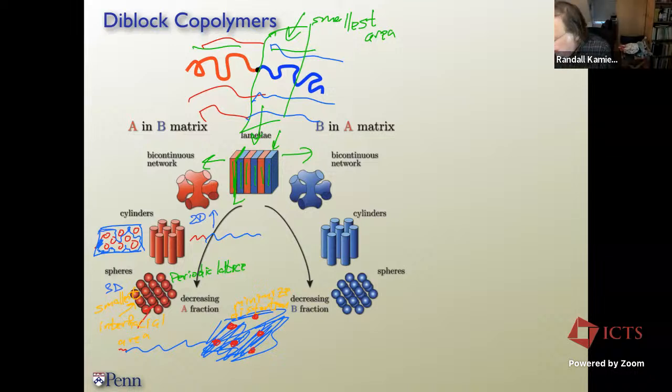And on the other side, you have exactly the mirror phases, where here, for instance, you have a very short blue chain attached to a very, very long red chain, and so forth. So it's symmetric. And then in between, you have the most exotic of all things. You actually have a bicontinuous network.